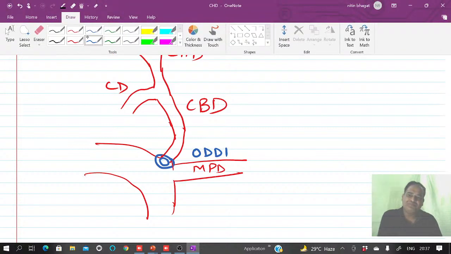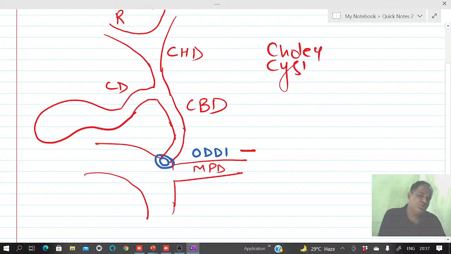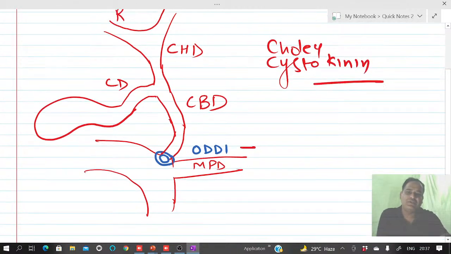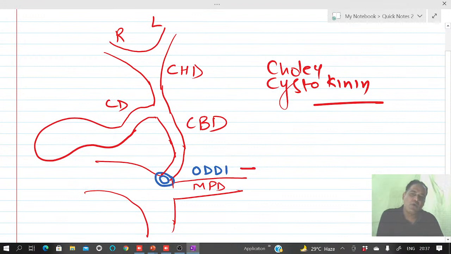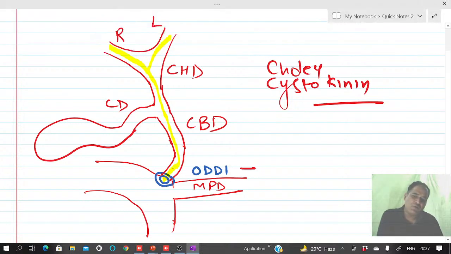The sphincter of Oddi. Now, what is the purpose of this sphincter? Normally, this sphincter is closed. It will stay closed when the patient is not eating food. Which hormone will make it open up? Cholecystokinin will make this sphincter open up. Now, till the time the sphincter is not opening, what is happening? See, this is the bile. Bile wants to enter the duodenum, but because the sphincter of Oddi is closed, what will happen? Bile will go here. Bile will enter into the gallbladder.